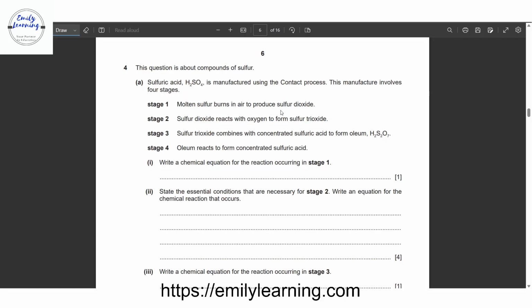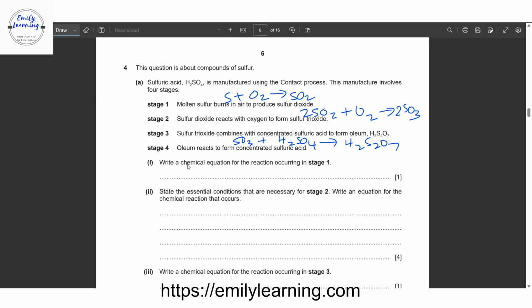So you burn sulfur in the air to produce sulfur dioxide. So S plus O2, you form SO2. Then sulfur dioxide reacts with more oxygen to form sulfur trioxide, in stage 3. Then next, sulfur trioxide combines with concentrated sulfuric acid to form oleum. So SO3 plus H2SO4, you form H2S2O7, which is your oleum. Then you add oleum to water to form sulfuric acid.